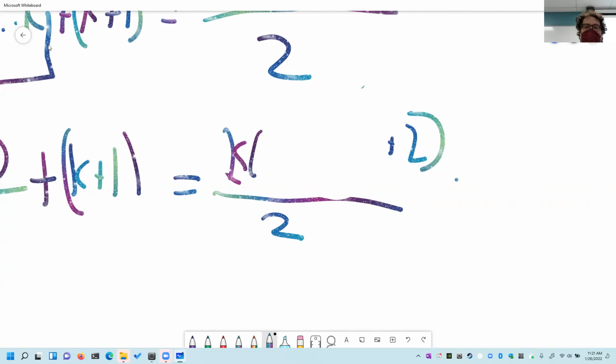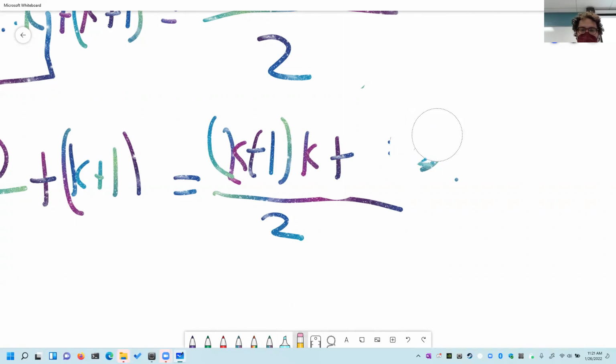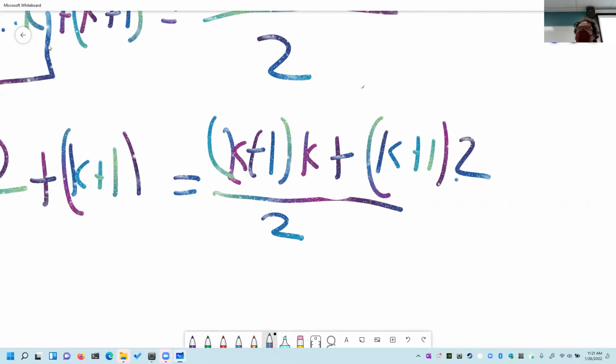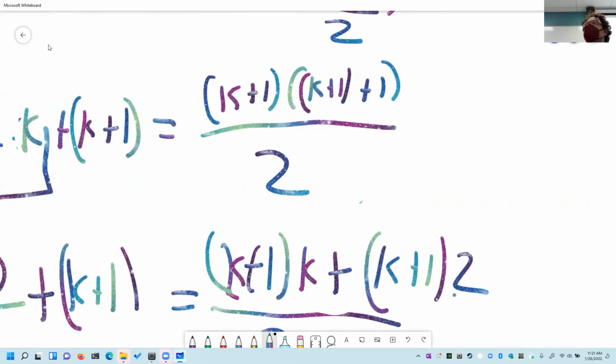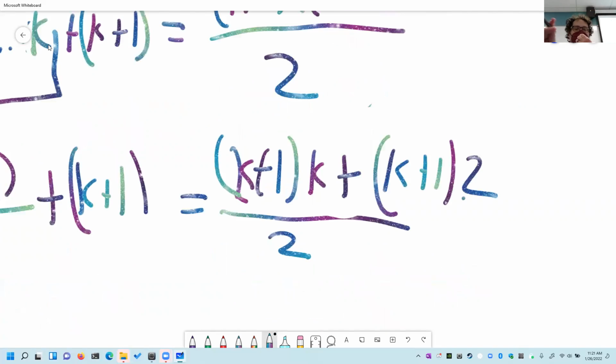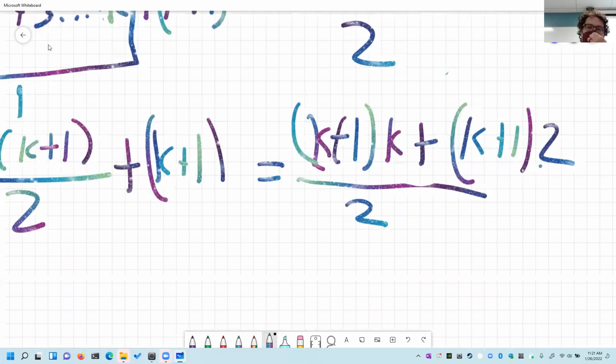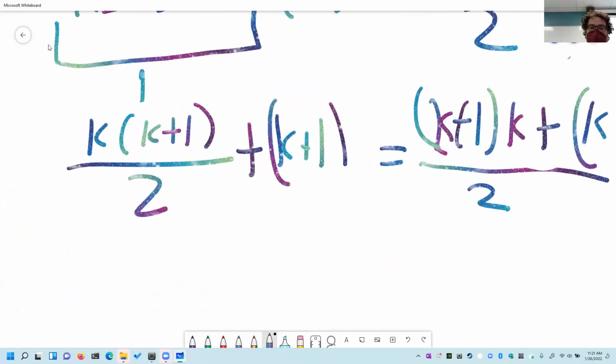So I'm going to do k plus 1 times k plus k plus 1 times 2. Okay, so all I've done is taken that FOIL value and distributed it across those two values. I'm just avoiding writing out k squared because that would be annoying. Okay, over here on this side, what am I going to do?